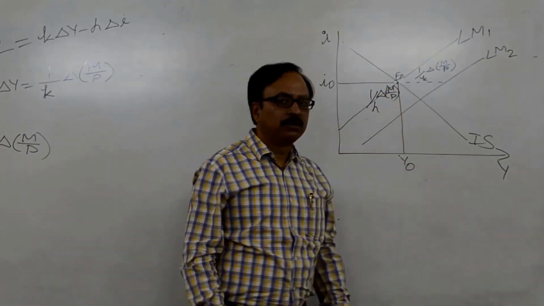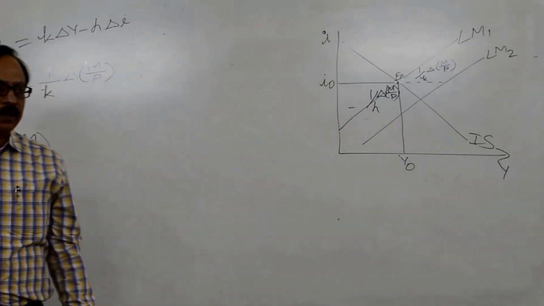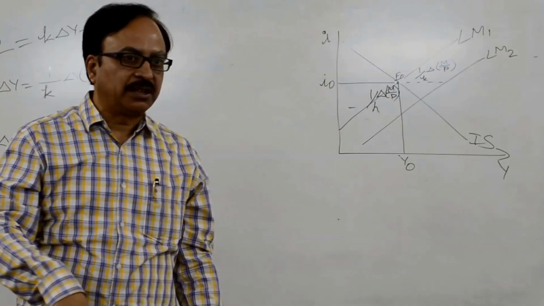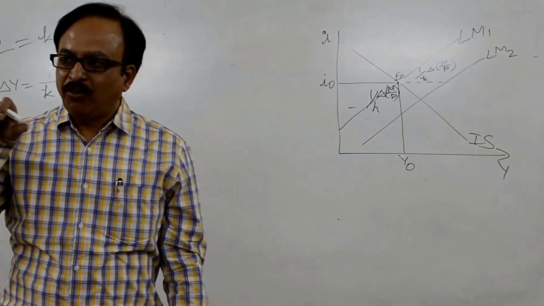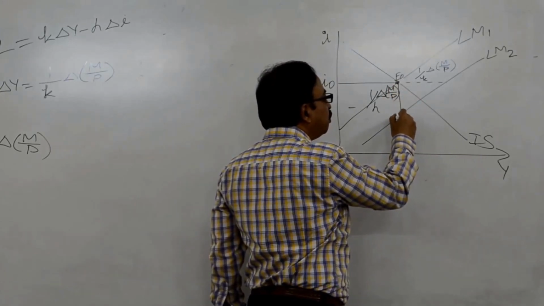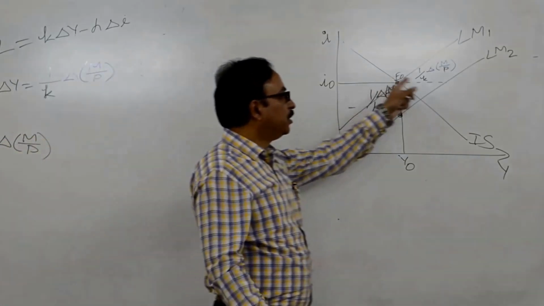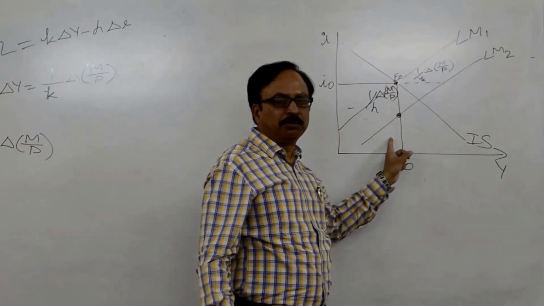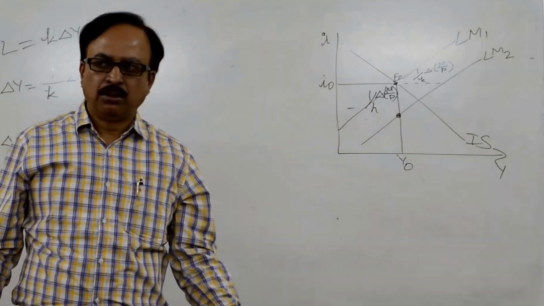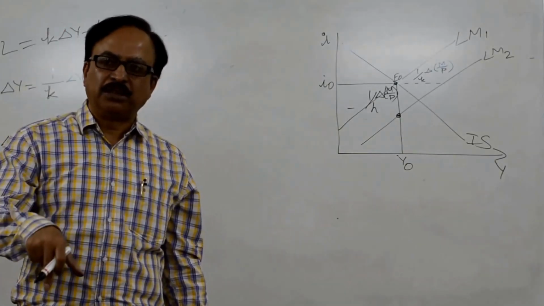The vertical shift. Why? Because the adjustment in the money market takes place through a change in the rate of interest. So when supply of money changes, we move from this point to this point immediately. Not from here to say here. We move from this point to this point because the initial adjustment takes place in the money market. It always does, whether we are talking about the fiscal policy or the monetary policy.